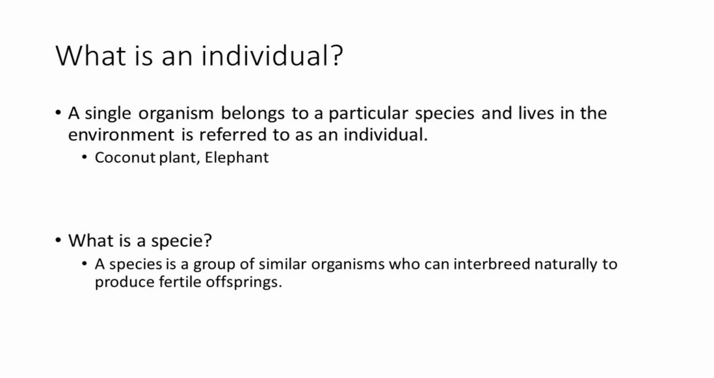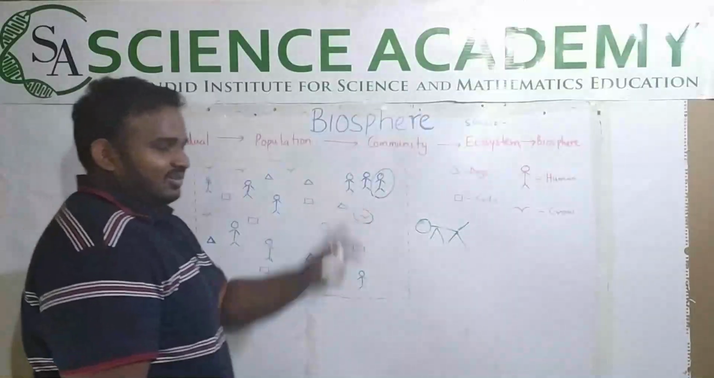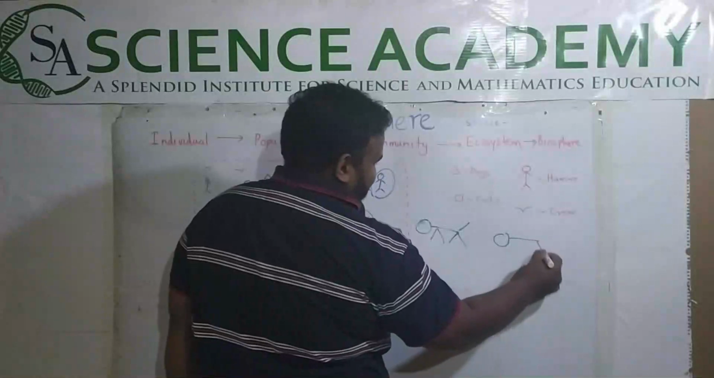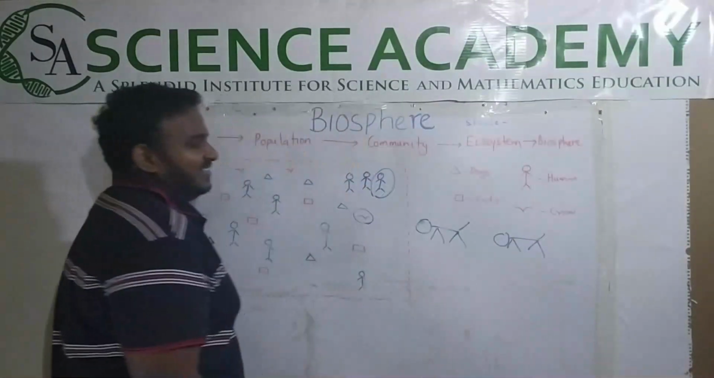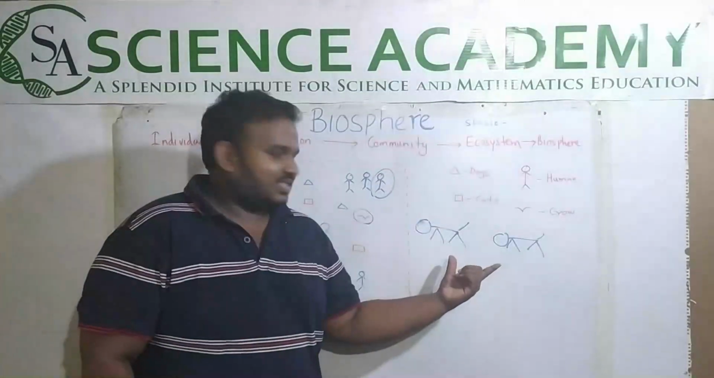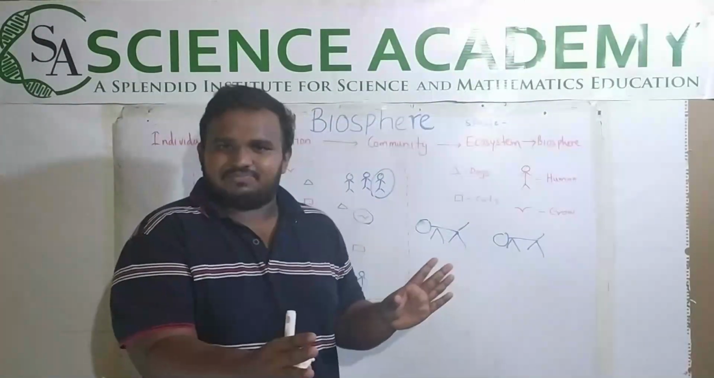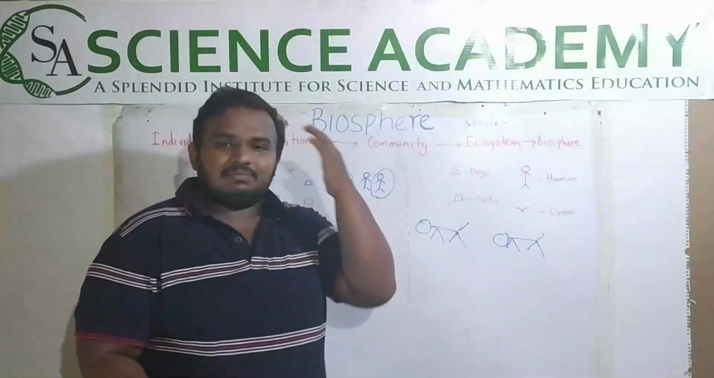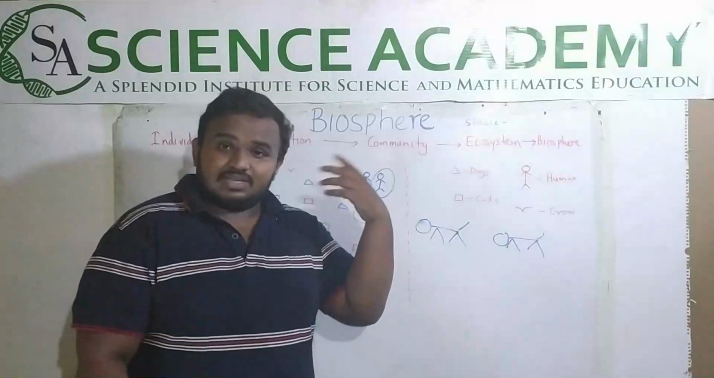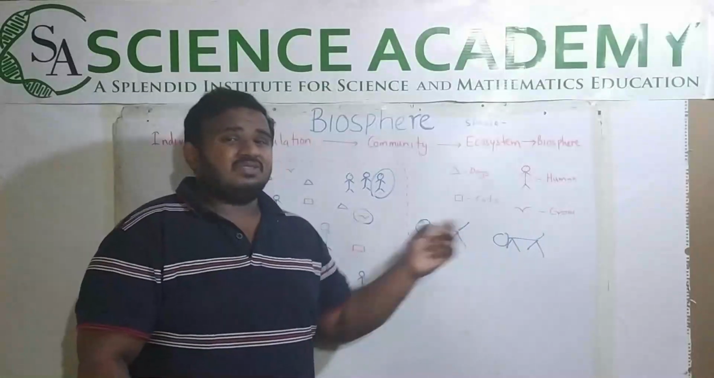So very simple. If you consider two dogs, let's think this is a dog, and there's another dog, two dogs now. These two are similar organisms. The dogs look the same. They have the same number of ears, the same number of eyes, the same number of teeth. So everything is similar. Also, they will naturally interbreed.